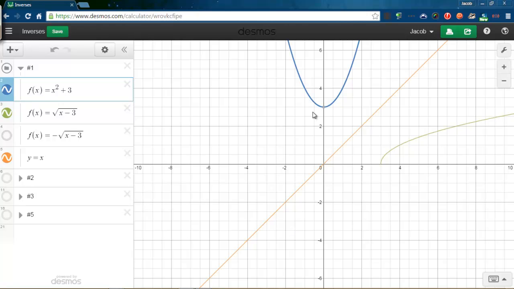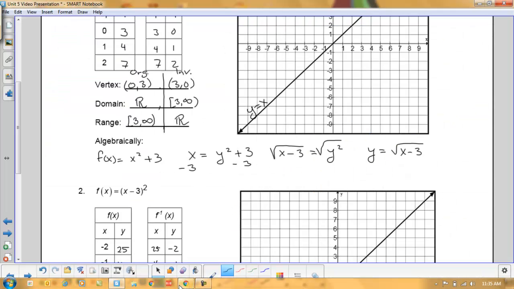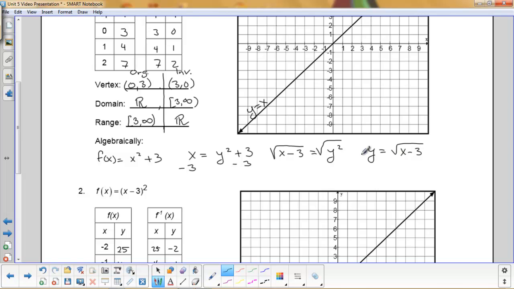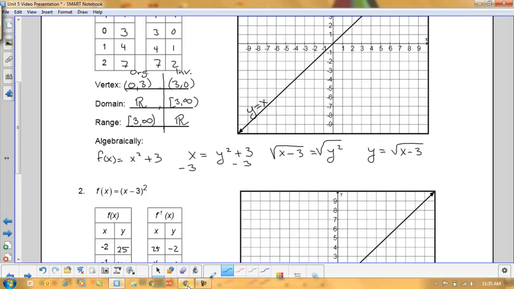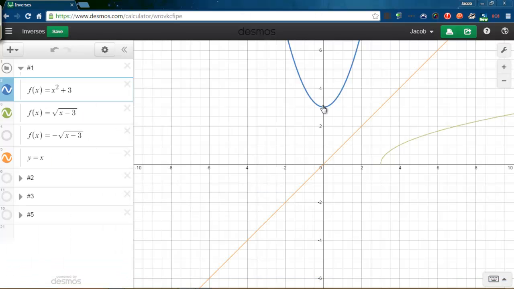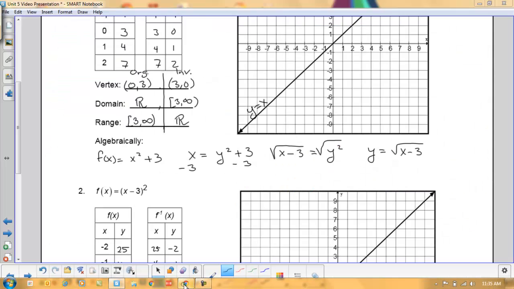So notice the inverse, as I have it drawn as y equals the square root of x minus 3, is not truly the inverse of the original function. It's missing a branch. Thus, the need for the plus and minus so that you see both arms, or both branches, of the parabola.